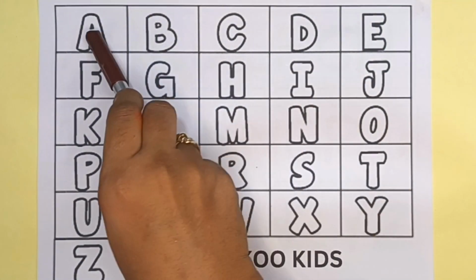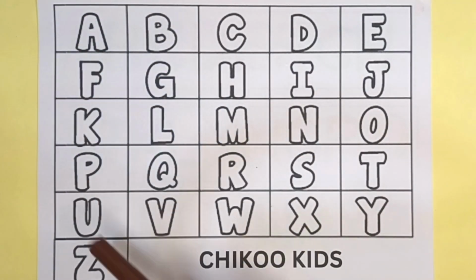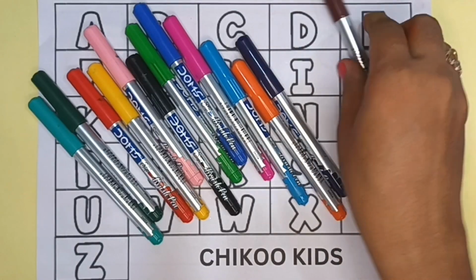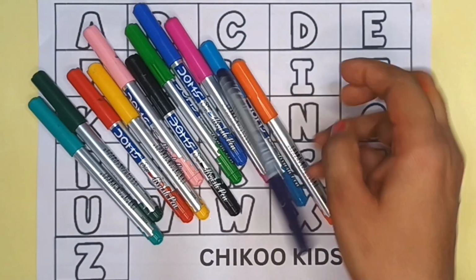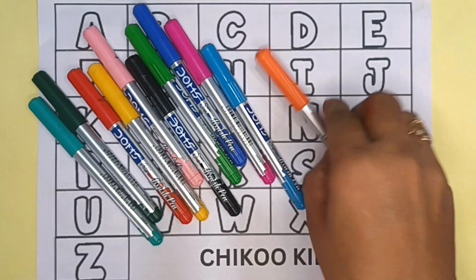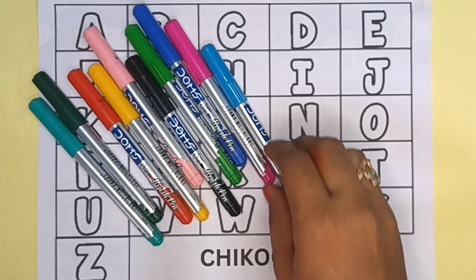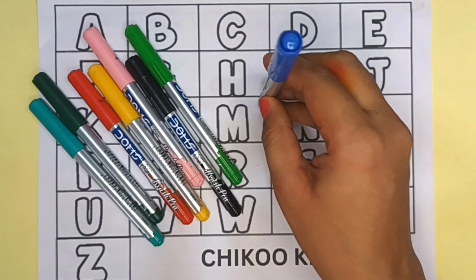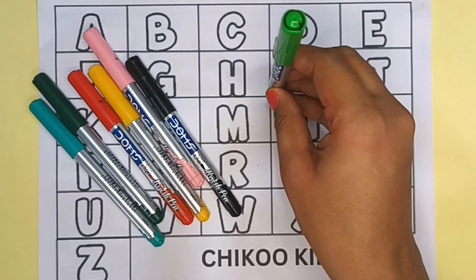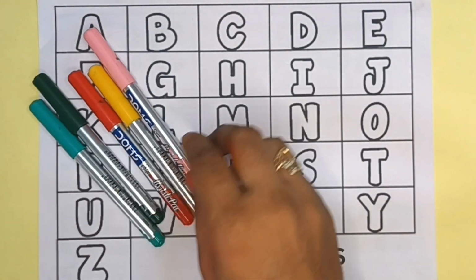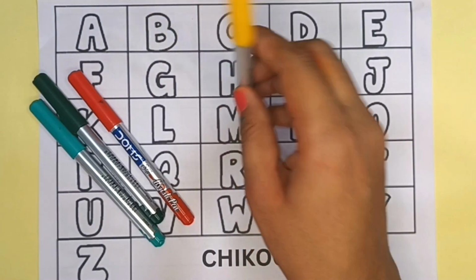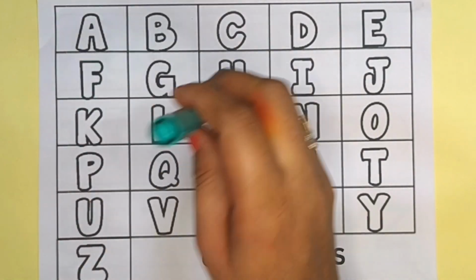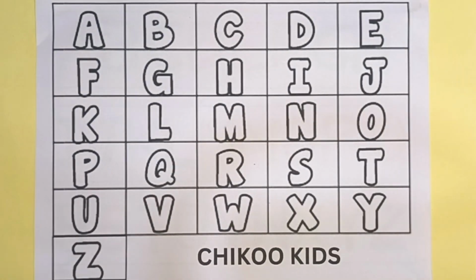Let's learn today alphabets A to Z and colors. Brown color, purple color, orange color, blue color, pink color, blue color, green color, black color, pink color, yellow color, red color, dark green color, cyan color, red color.